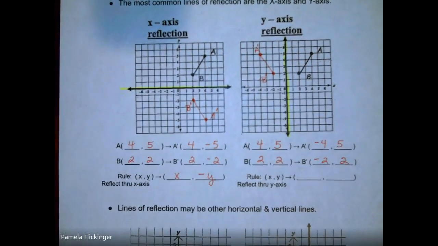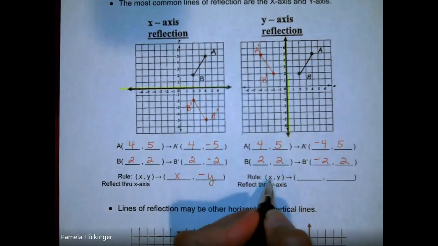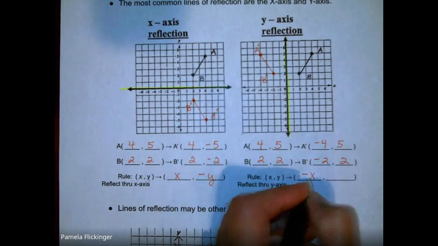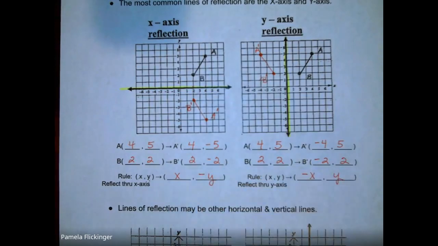So what's happening when we reflect over the y-axis? Well, any given ordered pair (x, y), this time it's the x that becomes the opposite, and the y coordinate stays the same.